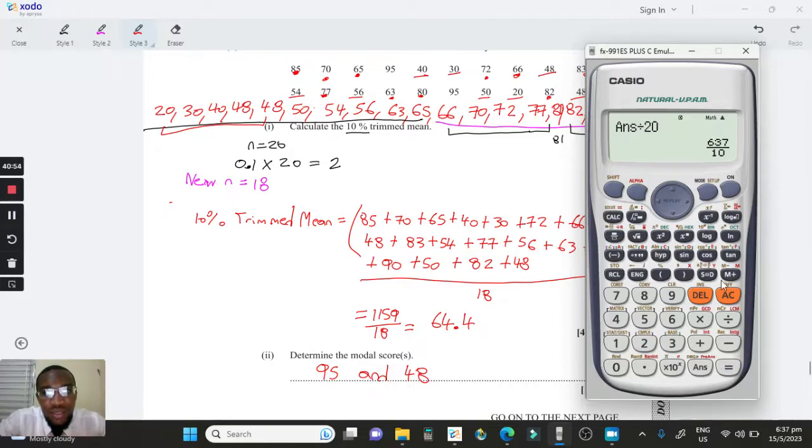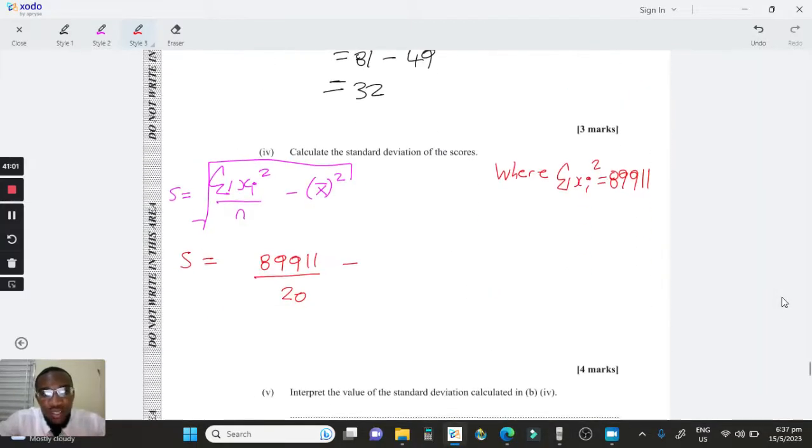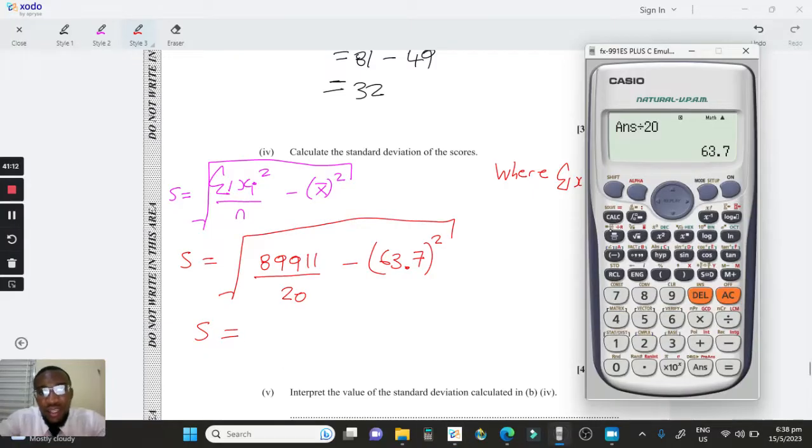So this is actually the mean, 63.7. The 64 is the trimmed mean. So the true mean is 63.7, and we'll square it and then we'll square root it. So now the standard deviation, we'll put that in the calculator.